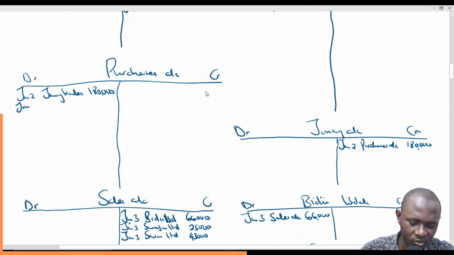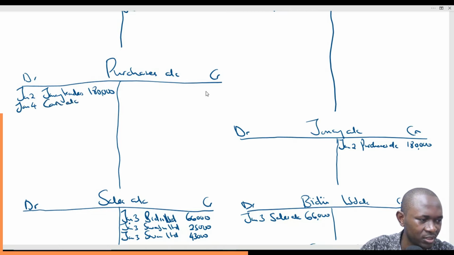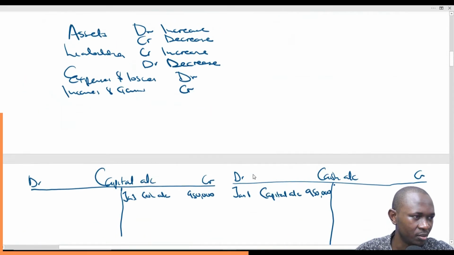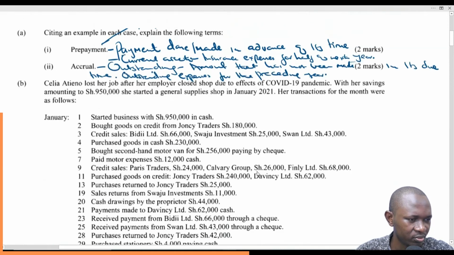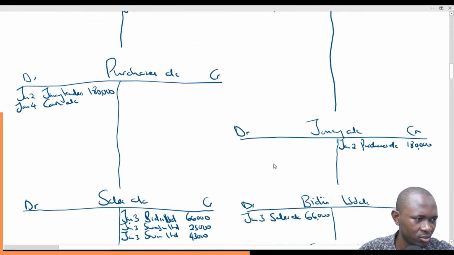Purchase goods in cash worth 230,000, and the date is 4th. So January 4th, we say cash account. Sorry, I'm forgetting the figures. 230,000. So cash account 230,000, like that.